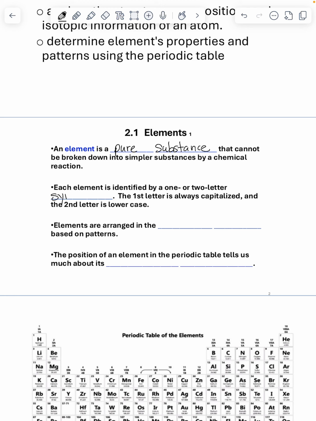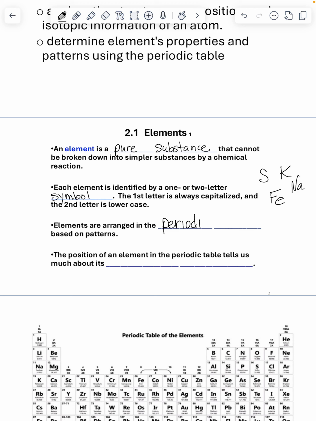Each element is identified by a 1 or 2 letter symbol. We call that the chemical symbol. The first letter of this symbol is always capitalized, and if there's a second letter, it's always lowercase. Some examples would be capital S for sulfur, or a capital K for potassium. Or there are some that have 2-letter symbols, like iron is capital F, lowercase e. Sodium is capital N, lowercase a. So those are some examples of chemical symbols.